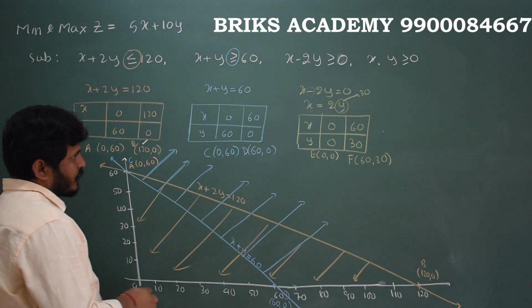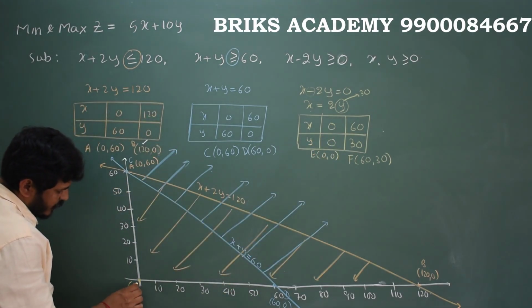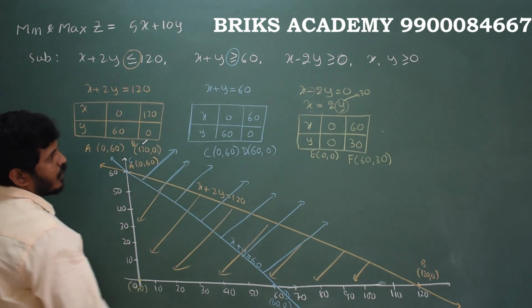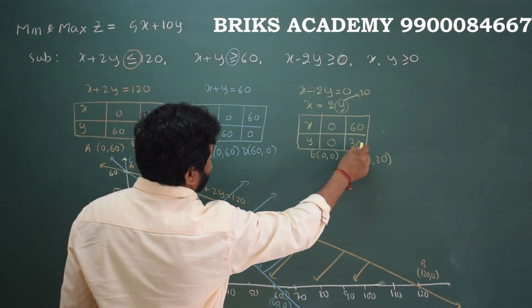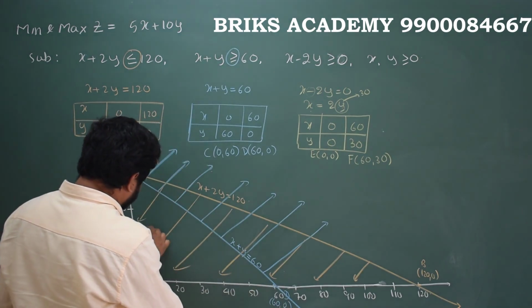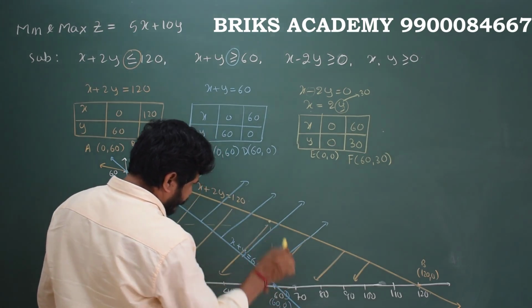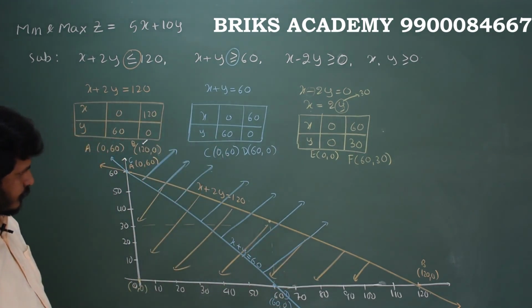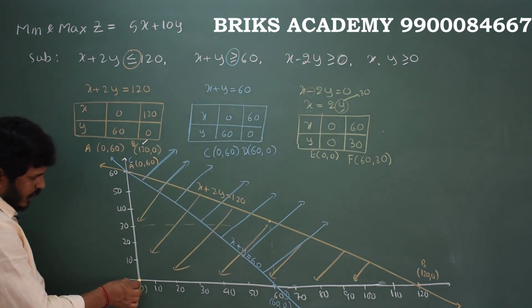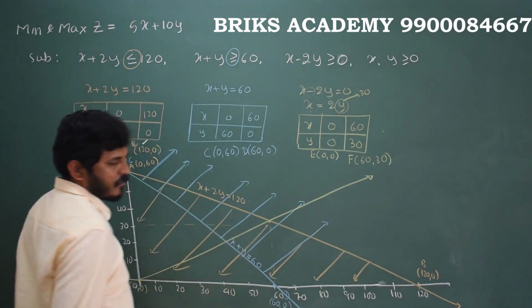Now the next problem is when x is 0, y is 0. This point is the origin. When x is 60, y is 30. Maybe this point. So this is the graph.